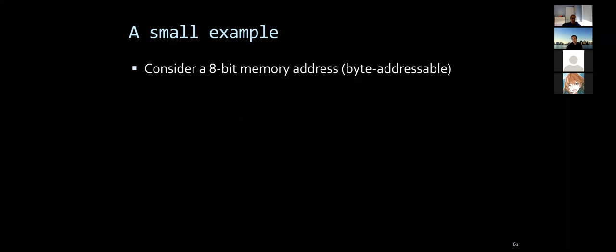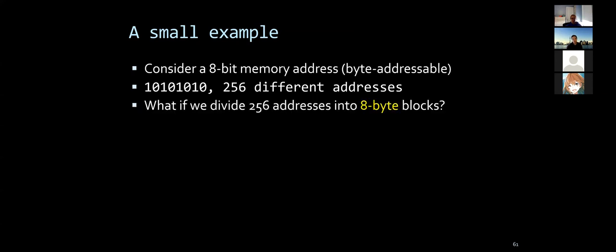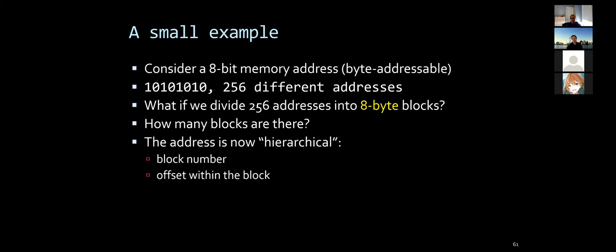So let me show you how it works in an example. Consider an 8-bit memory address, which is byte addressable for simplicity. Essentially, this is your memory address, 10101010, and you might have 256 different addresses. Remember, this is oversimplified; real memory is in gigabytes and has a much larger address, but this is just simplification. Imagine your memory is this big. And then imagine that we want to divide all these addresses into 8-byte subblocks. How many blocks are there?